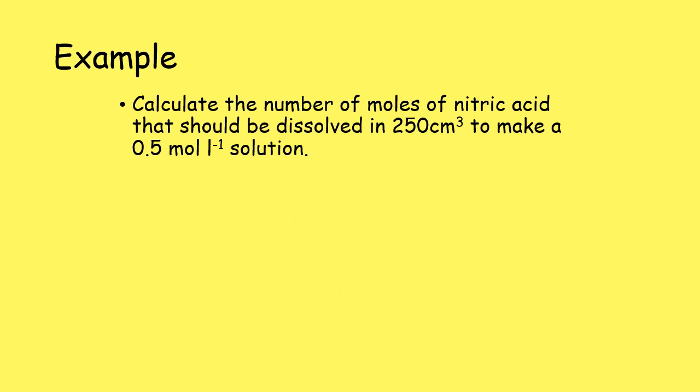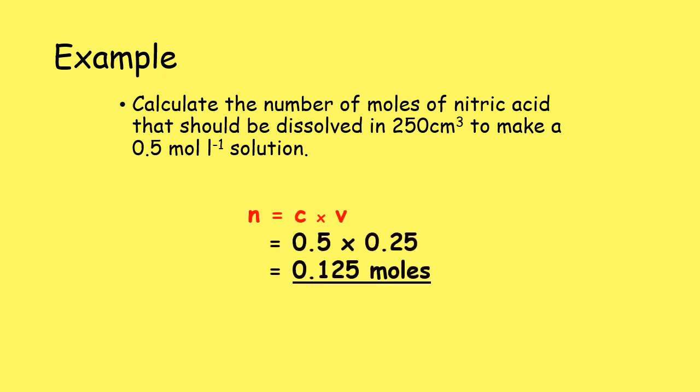So here's an example. Calculate the number of moles of nitric acid that should be dissolved in 250 centimetres cubed to make a 0.5 mole per litre solution. Well, n equals c times V. The concentration is 0.5 moles per litre. The volume is 0.25 litres. Now we got that 0.25 litres by dividing 250 by 1,000. And that gives us 0.125 moles.